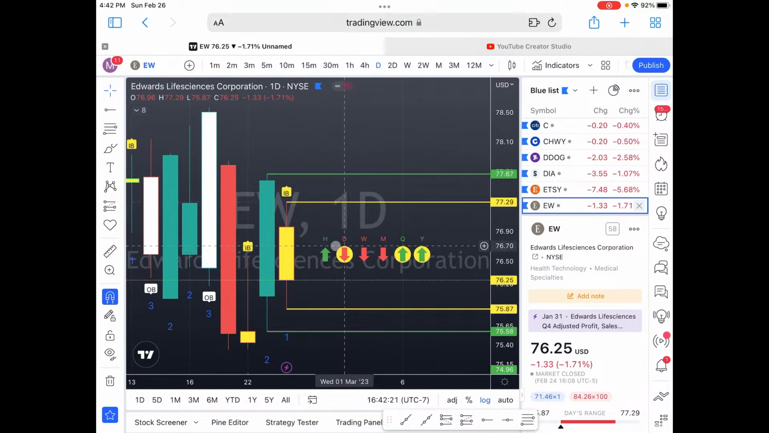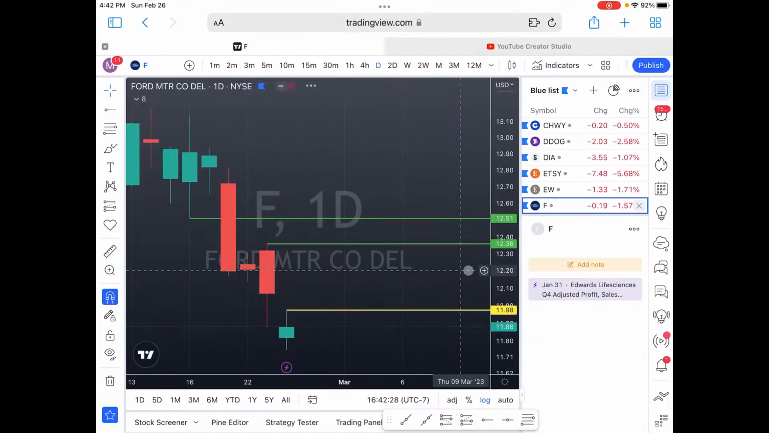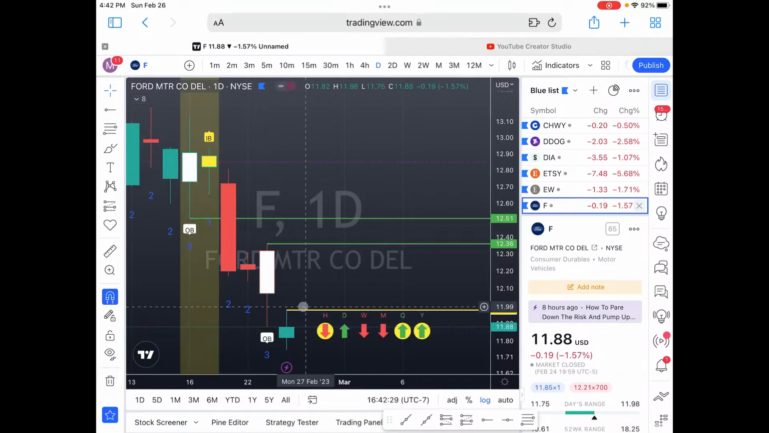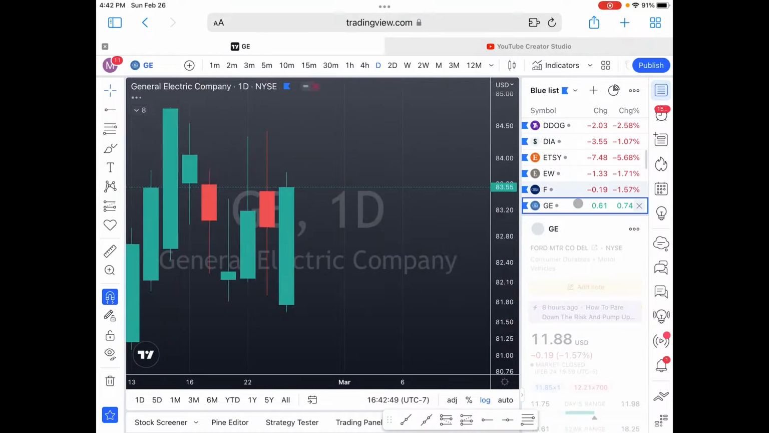EW, inside bar on Edwards Life Sciences, calls at 77.29, puts at 75.87. Targets are there for you guys. Ford Motor Company, 2 down green. We can look for calls back to the upside at 11.98. Strike price trigger, you can be looking at $12, $12.50, somewhere in that range, okay? First targets and second targets. We'll mark this second target out. There you go. 2 targets marked out for you on Ford Motor Company.